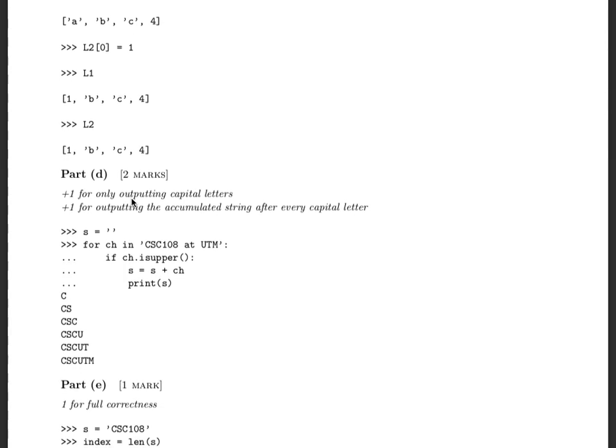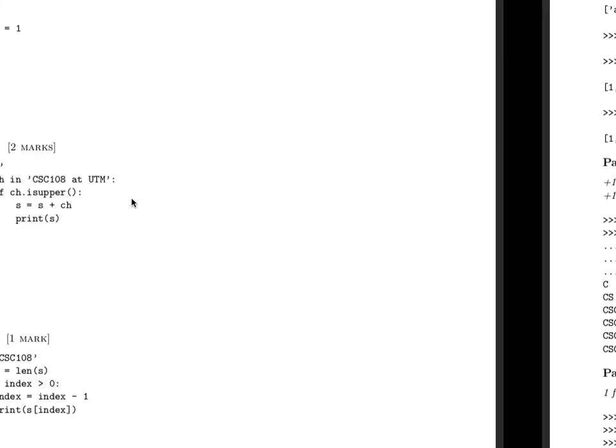Damn it. Okay, we have to be careful with these nuances, right? I didn't read the question close enough. There was a print in there, and it's asking us, please learn from my mistakes. Read the question carefully and answer the question. We would have just tossed away a free mark. So you have to print out every step of the accumulation: C, CS, CSC, CSU, CSUT, CSUTM. I should have read the question more carefully.